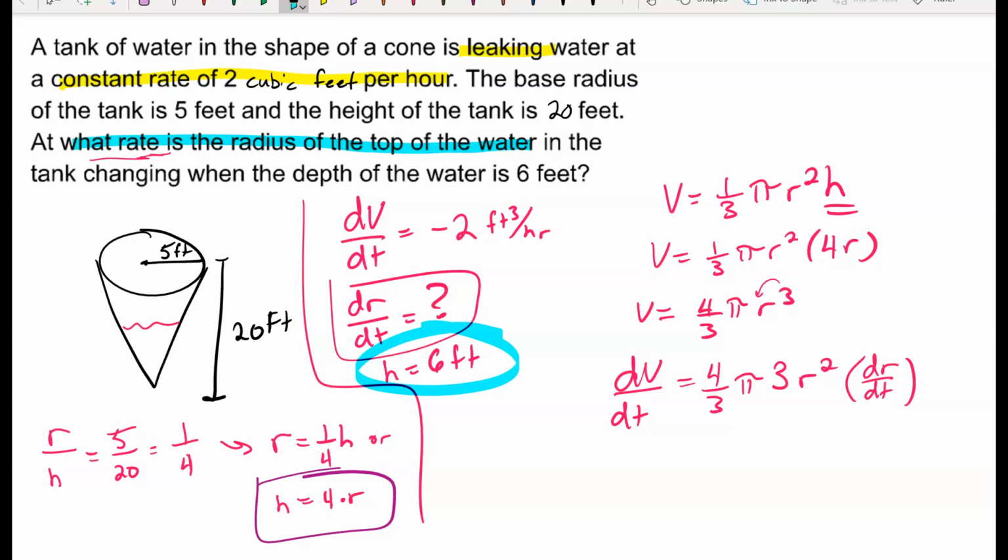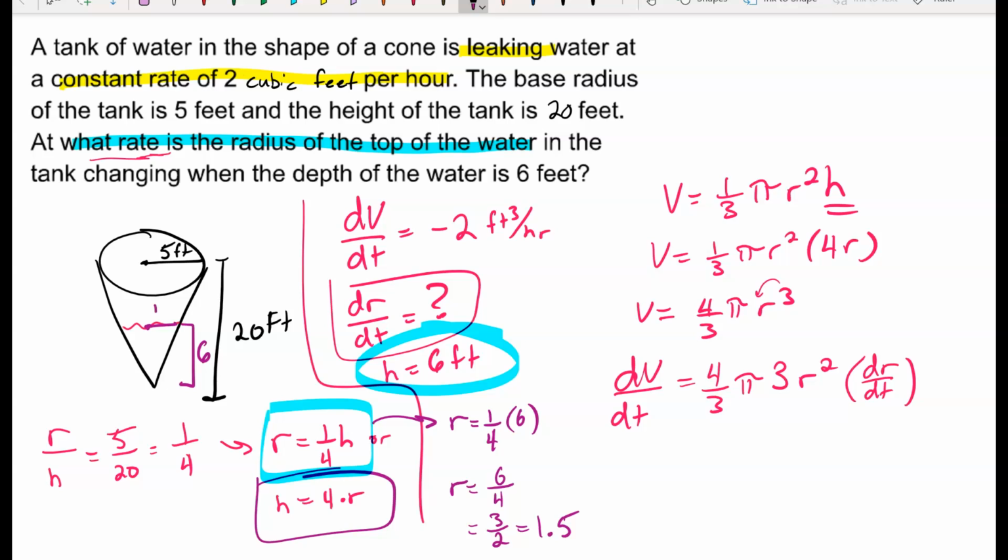We have to ask ourselves, why did they tell us that the height was 6 feet? Well, I know that my radius is equal to 1/4 of my height. So if I know the height, I know the radius of the water, and if I know the radius of the water, I know the height. So the height of the water here is 6, and if I multiply that by 1/4, I get 6/4, or if I reduce that, 3/2, or I like decimals sometimes, the radius of the water there is 1.5 feet. So that's what I'm going to substitute in for r over there.